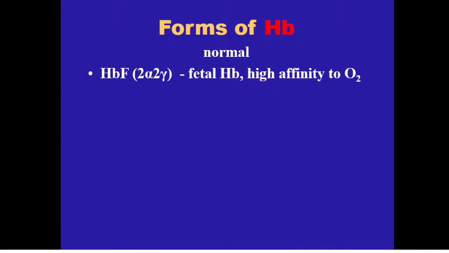Two alpha subunits are combined with two specific gamma subunits. Another gene is expressed and another subunit is synthesized. The property of this hemoglobin is a higher affinity to oxygen. Lungs are not working, air is not coming, so it is necessary to take as much oxygen from the mother's blood as possible. And this is an adaptation for intrauterine development.